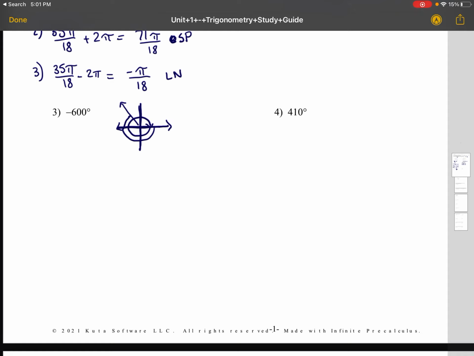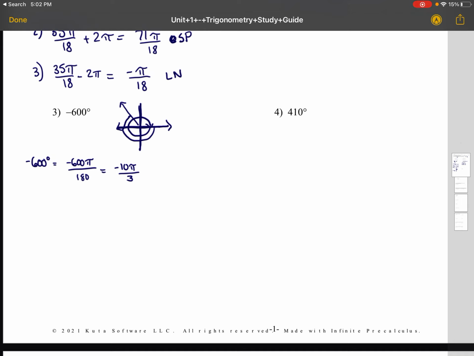That's going to help us out in a moment. So now if we convert this, negative 600 degrees is negative 600 pi divided by 180. So let's see, 60 divides into both of those. So what's that? Negative 10 pi divided by 3.